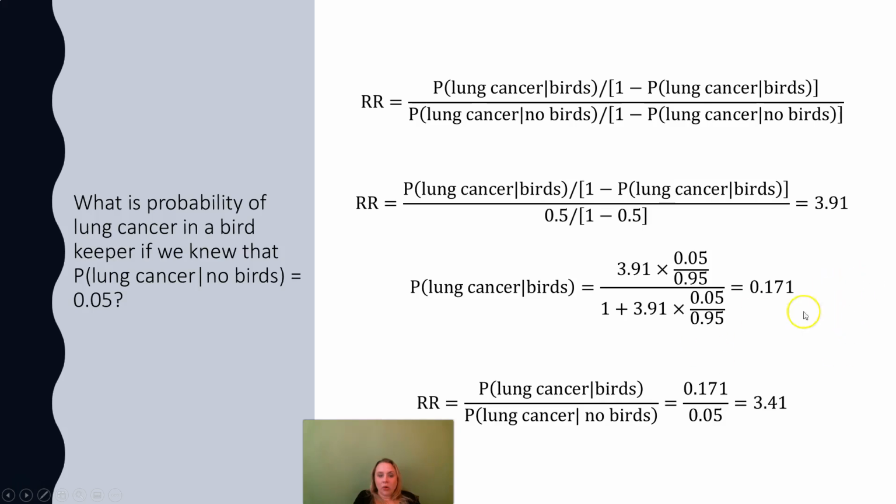Okay, and if we know that that's 3.91, we can algebraically rearrange the equation to figure out that the probability that we have lung cancer given that we have birds is 0.171. Then we can take the probability that we have cancer given that we have birds divided by the probability that we have lung cancer given that we don't have birds to get a relative risk value of 3.41. So that's really where that comes from, and how you can interpret that and work through that.